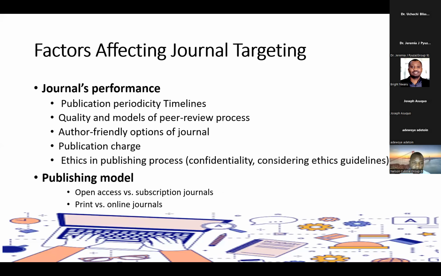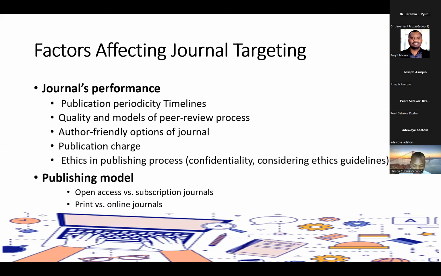The other factor is journal performance. It can affect the journal targeting. Journal performance includes publication periodicity and timeline, whether it is monthly or quarterly, and the quality and mode of the peer review process. Is it a good peer review? There's a contribution to what the author can also get. The author-friendly options of the journal, the way the journal interacts with the author, also make sense as a factor.